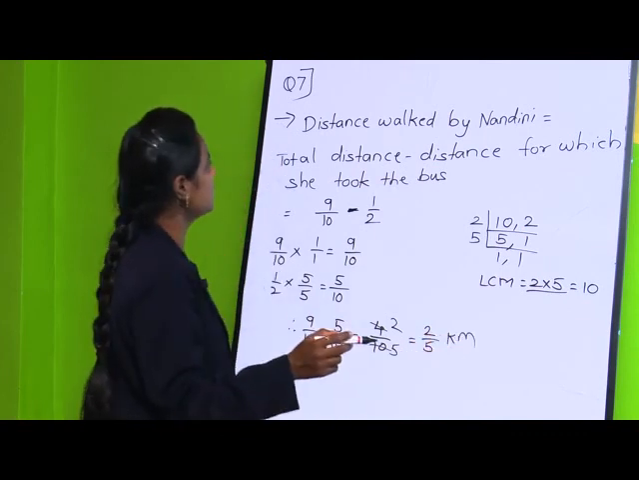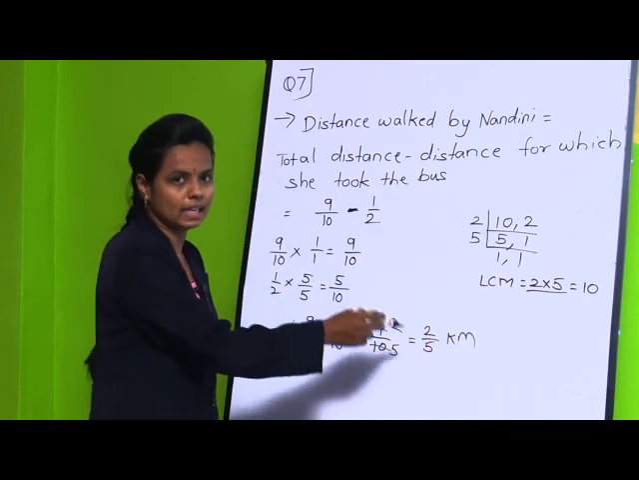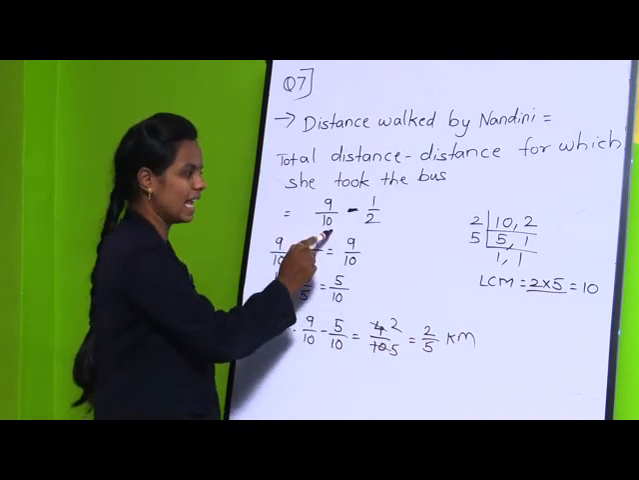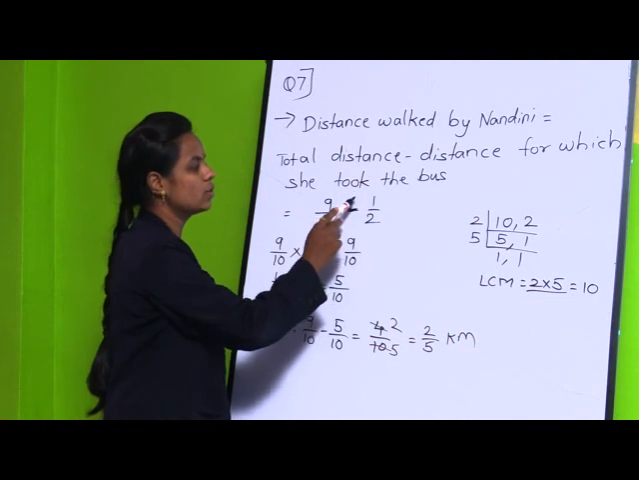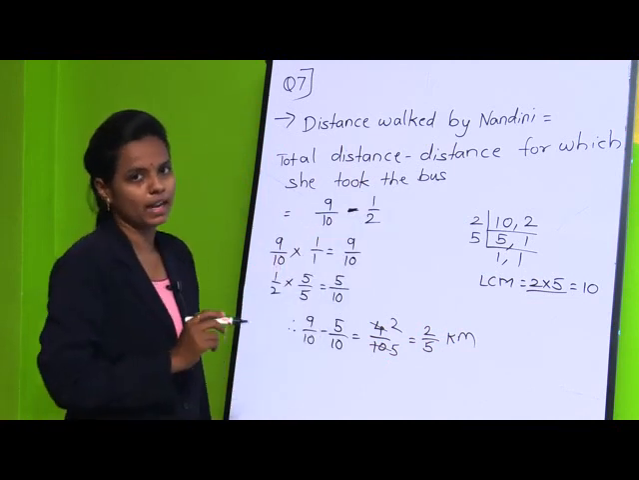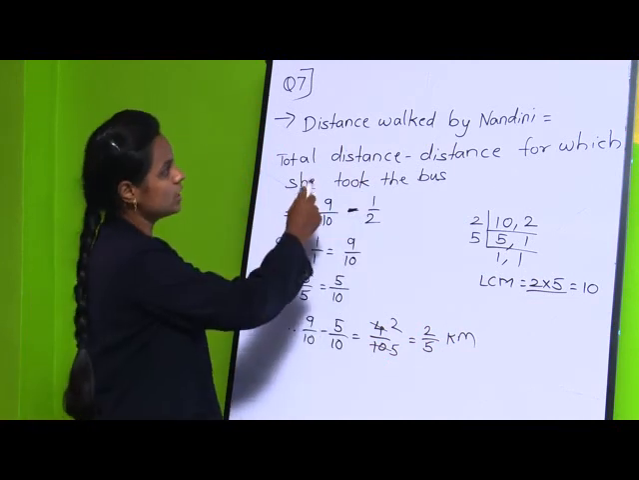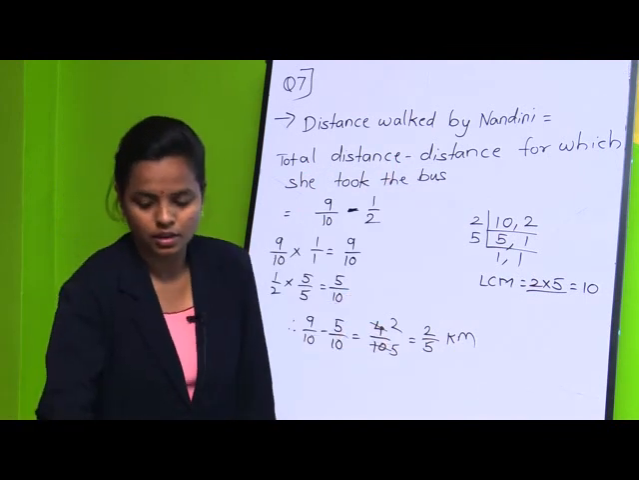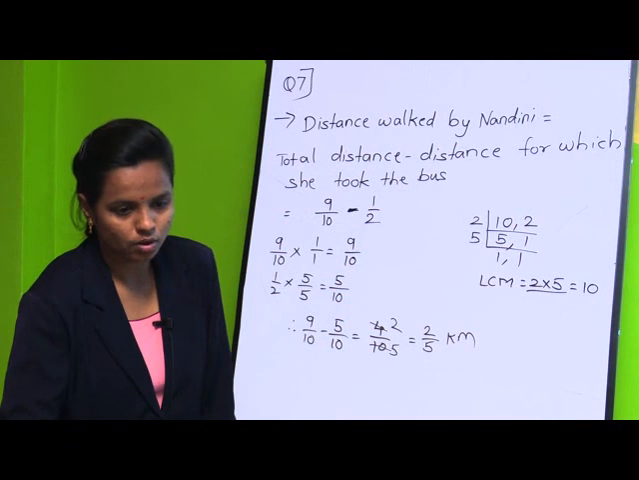You can just see distance walked by Nandini is 2 by 5 kilometers, whereas the total distance was 9 by 10 and the distance for which she took the bus was 1 by 2. So therefore distance walked by Nandini is equal to 2 by 5 kilometers.